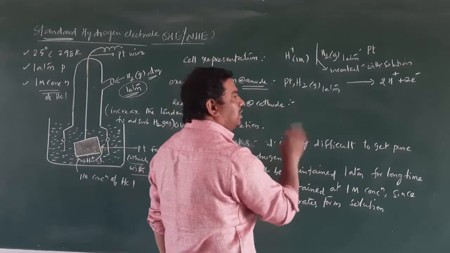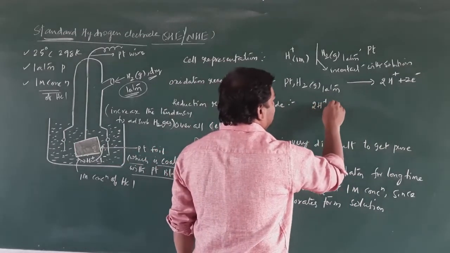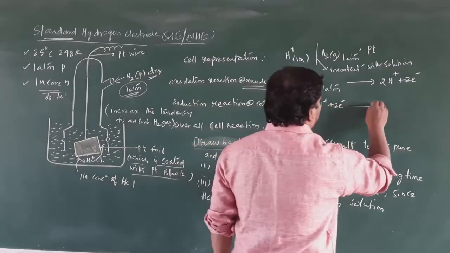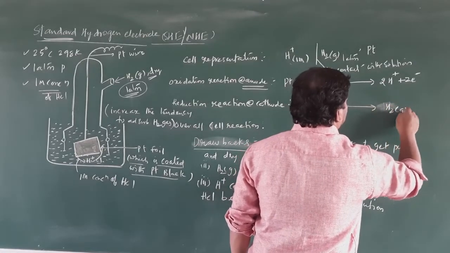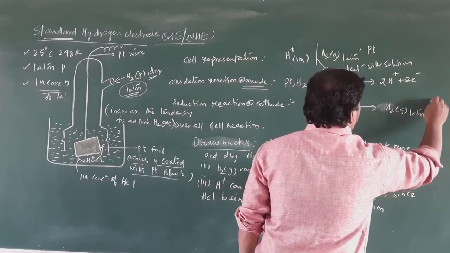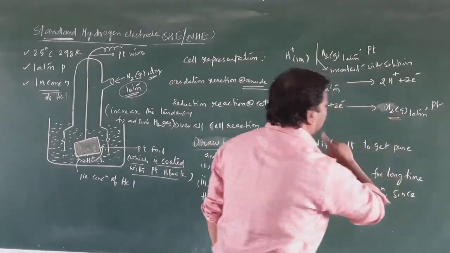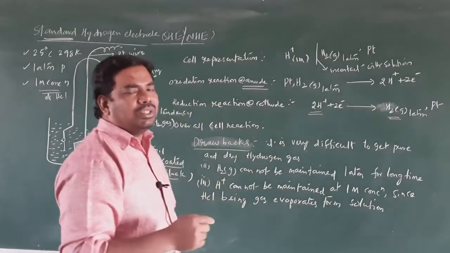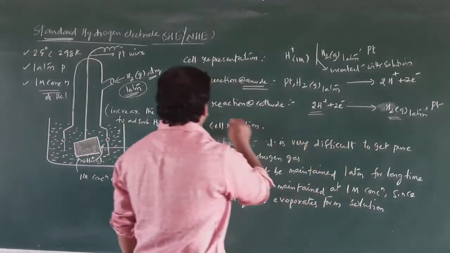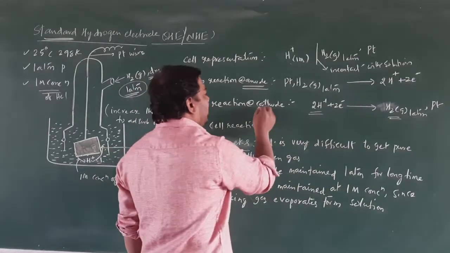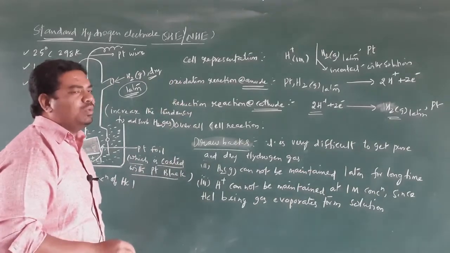I will write the reversible reaction: 2H plus plus 2 electrons gives platinum comma hydrogen gas at 1 atmosphere pressure comma platinum. Here you can see 2H plus converts into hydrogen gas, which means a decrease in the oxidation number, so it is a reduction reaction. If the reduction reaction takes place, then it acts as a cathode. That is very, very important.